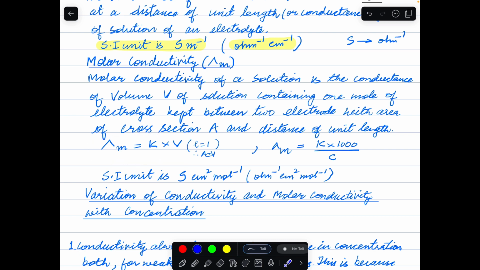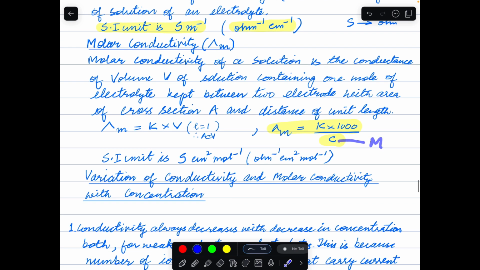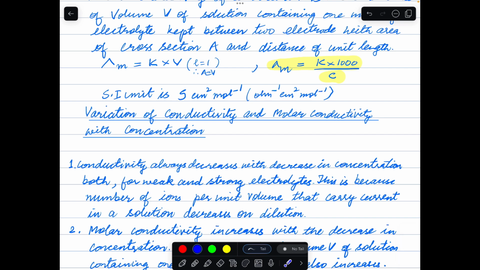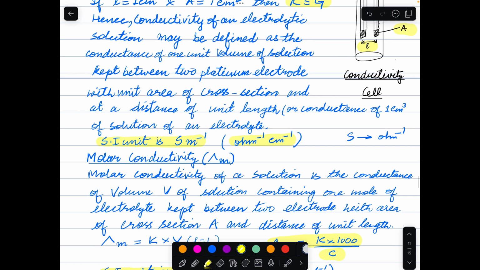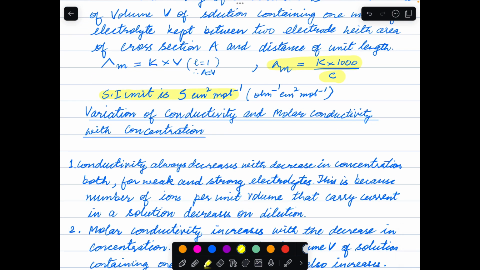But the actual formula that you are going to use for the calculation of molar conductivity is this one: conductivity multiplied by 1000 and divided by the concentration term. This concentration term is any concentration term that you use in lab, and most of the time it is the molarity, that is concentration in moles per liter. Now the SI unit for this is Siemens centimeter square per mole. Why? Because it is for 1 mole of the solution, or we can write it as per ohm centimeter square per mole.